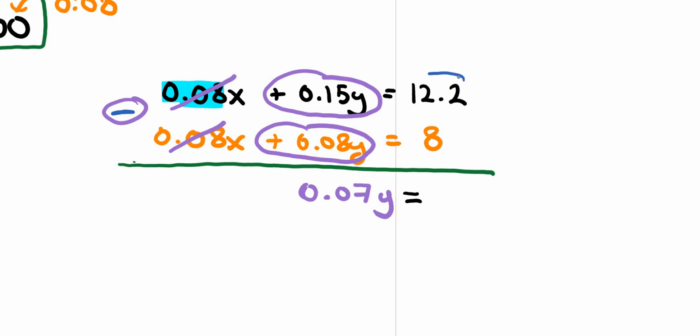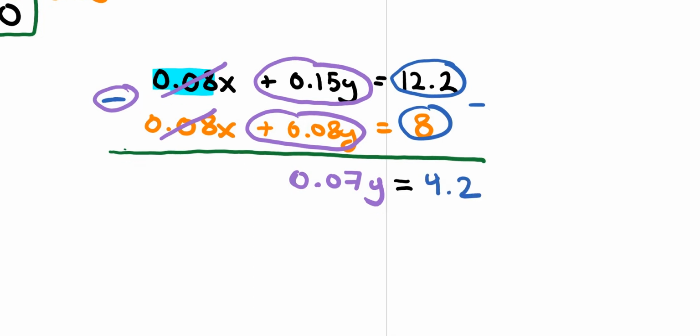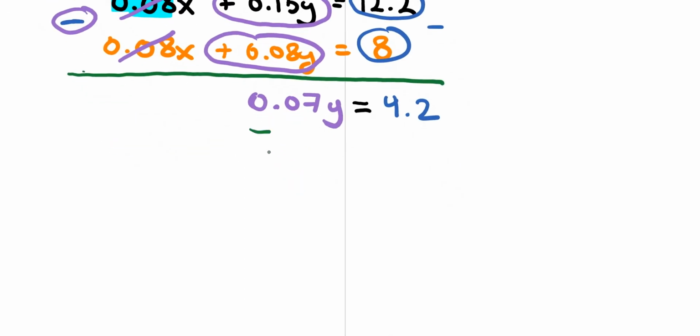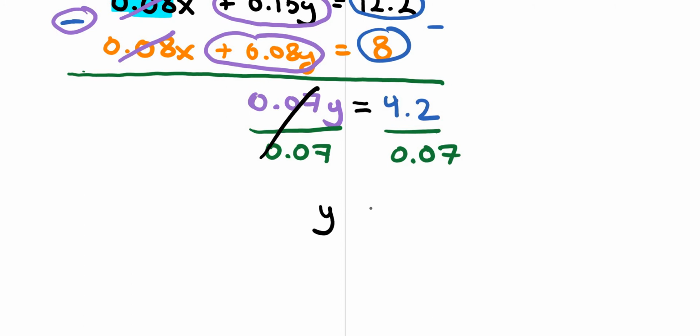And now you can do 12.2 minus 8. So 12.2 minus 8 is going to be 4.2. And then finally, you can solve this now by dividing both sides of the equation by 0.07. Those will cancel off, and y would equal roughly, is that 60? Yeah, that should be 60 liters. So you need 60 liters of y.